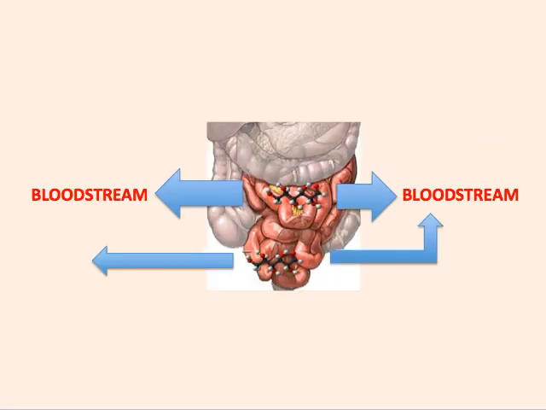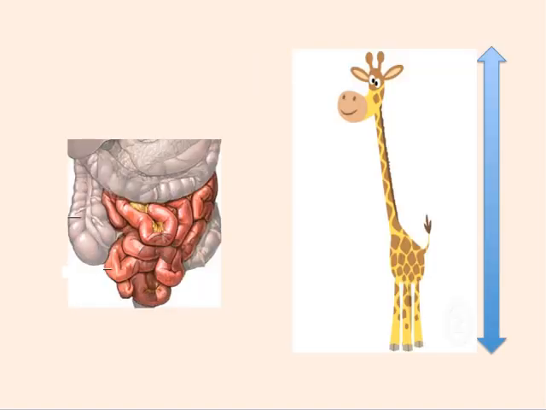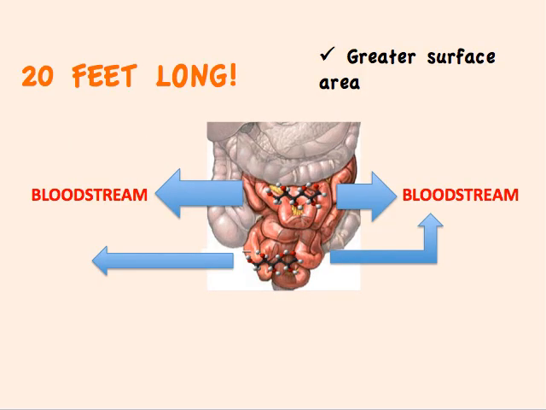These molecules move from the small intestines to the bloodstream via a process we call absorption. Did you know that the small intestine is around 20 feet long? This length allows for a greater area for nutrients to pass into the bloodstream. It is twisted and folded so that it fits inside the body.